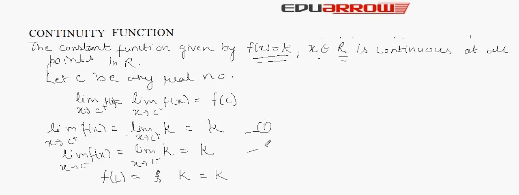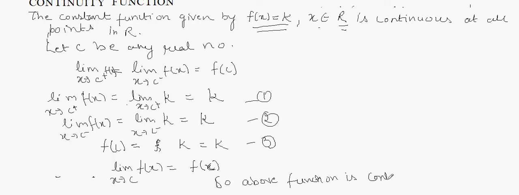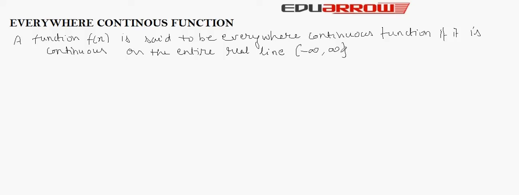So from the first, second and third, we conclude that limit x tends to c f(x) is equal to f of c. So the above function is continuous at all points in R.